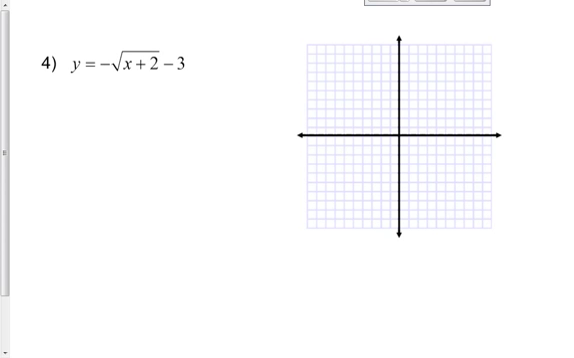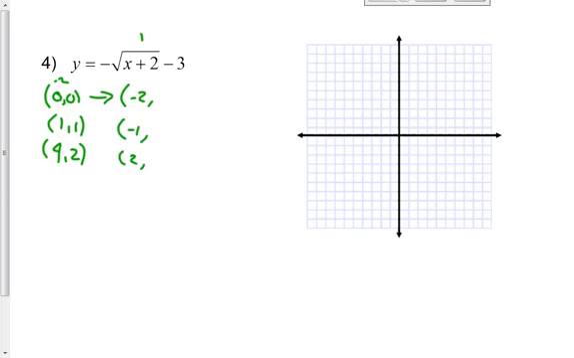All right, now we're going to try this one, or you can put it on pause and try this one yourself. Your go-to points: (0, 0), (1, 1), (4, 2). The first thing we do is shift the x term. It says plus 2, so I have to subtract 2. 0 minus 2, negative 2. 1 subtract 2, negative 1. 4 subtract 2, 2. I'm done shifting the x terms.